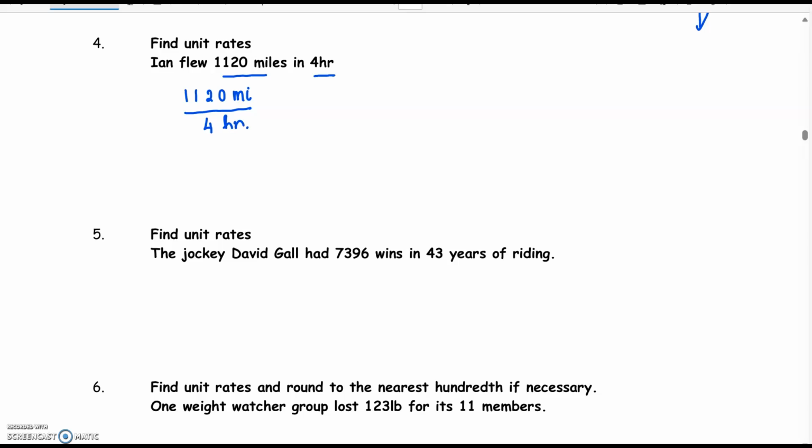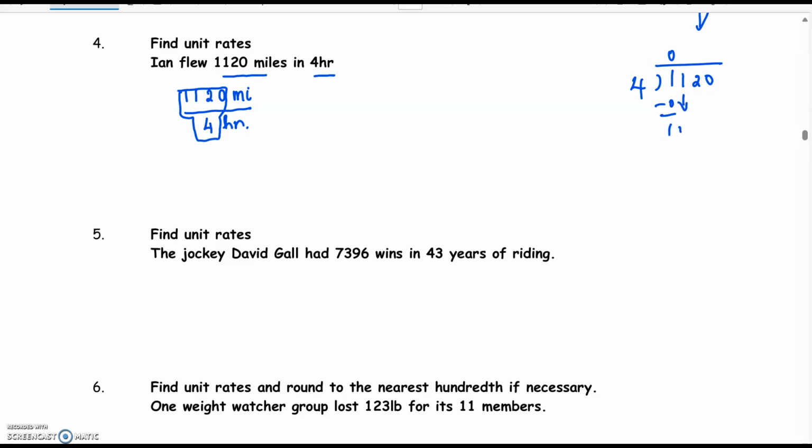We could change it to a unit rate by division. So we take this number, divide it by 4, write it as a single number, and that'll give us the unit rate. Remember that the unit rate has a 1 in the denominator. So we have 1120, and we're going to divide that by 4.